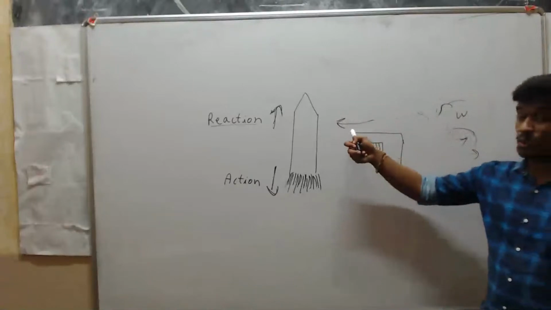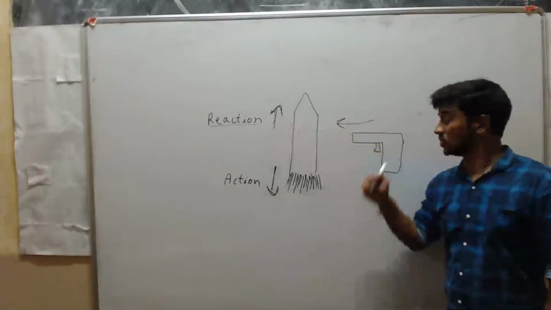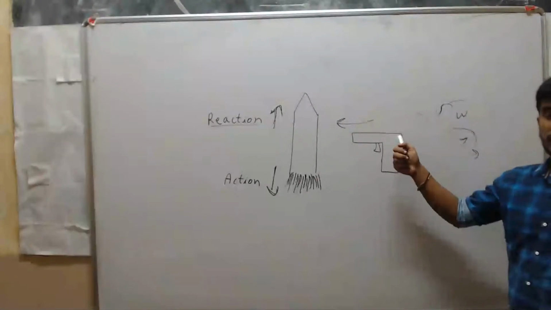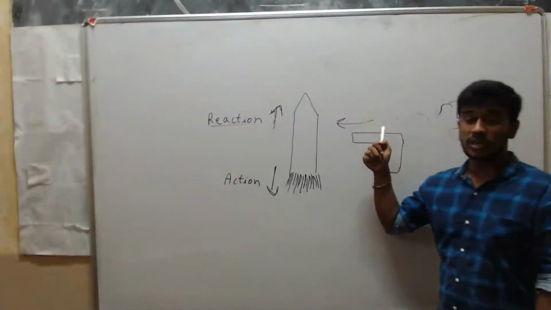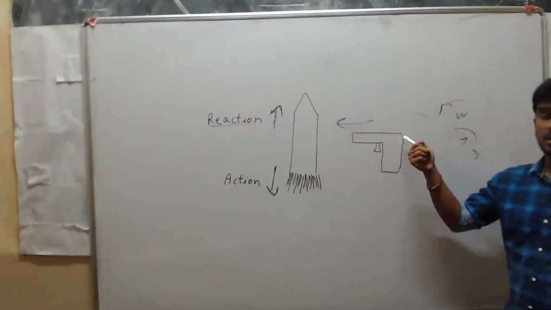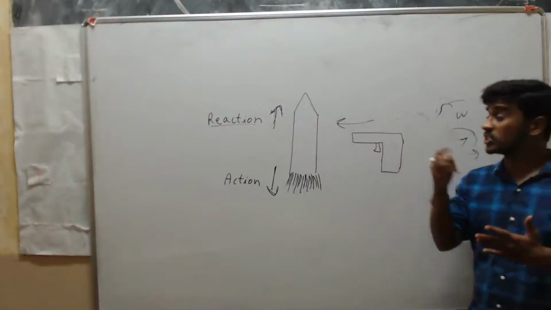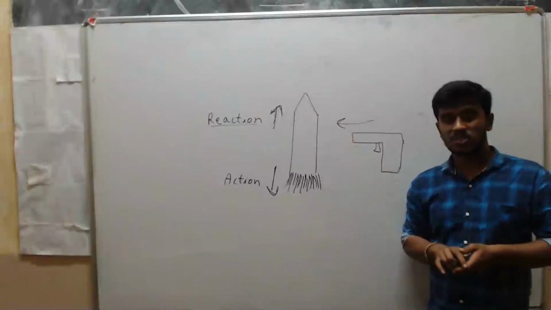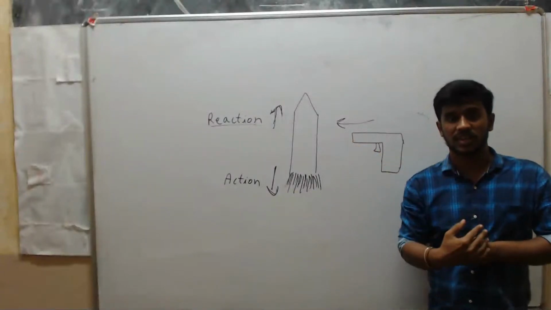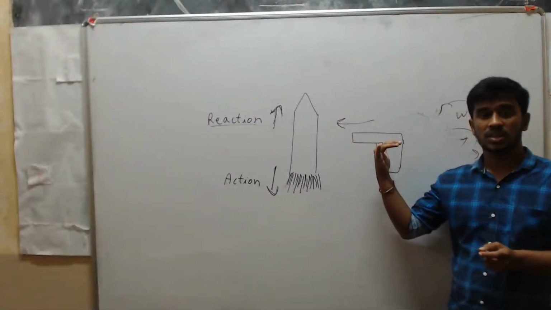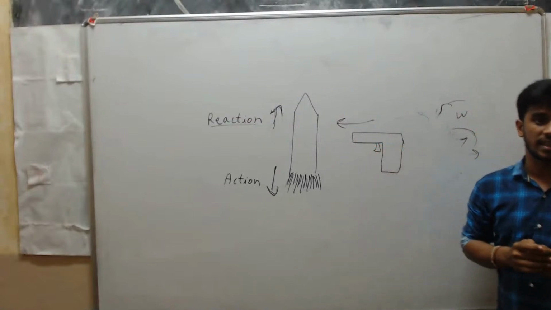But that bullet is moving with a huge amount of force, and the gun is also moving with some huge amount of force. But the bullet will cover more distance, and the gun will cover less distance. Why? Because of the change in the mass. The bullet is in grams, so it is very less, right? But the gun may have 1 kg or 2 kg, like that.